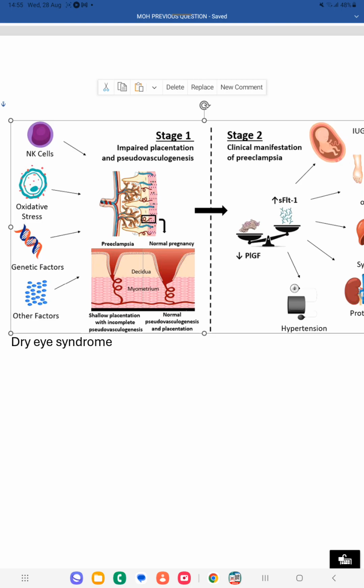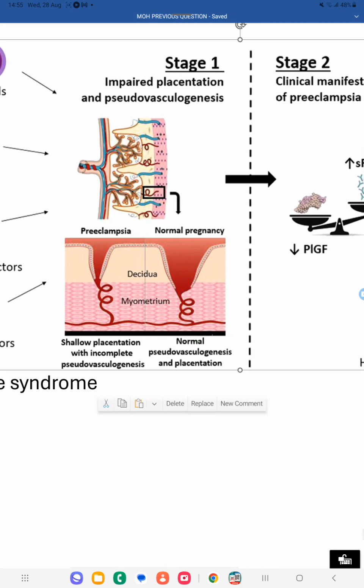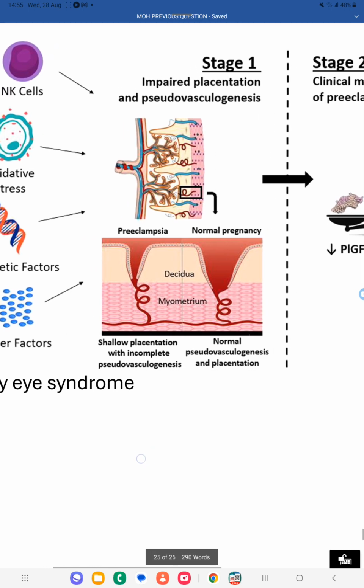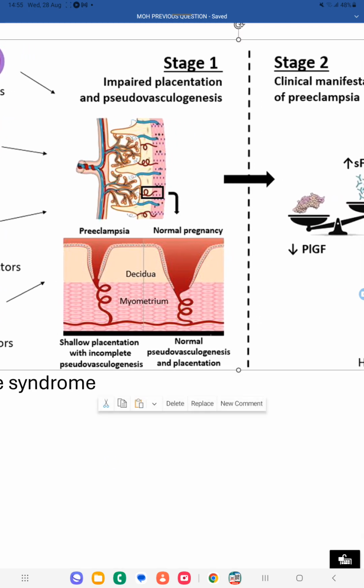Due to the presence of NK cells, oxidative stress and some genetic factors, what happens in the placenta: you can see the decidua, myometrium. These will not be in the correct place, which means abnormal vascularization will be happening in the placenta. Because of the presence of NK cells, oxidative stress and genetic factors, abnormal uterine vascular remodeling will be happening.